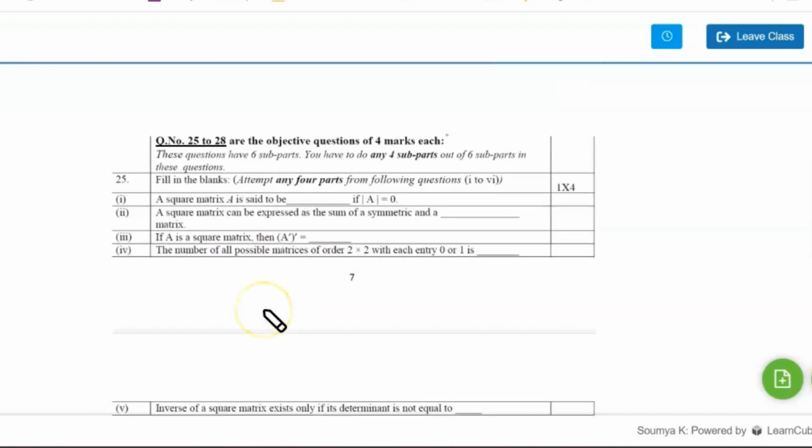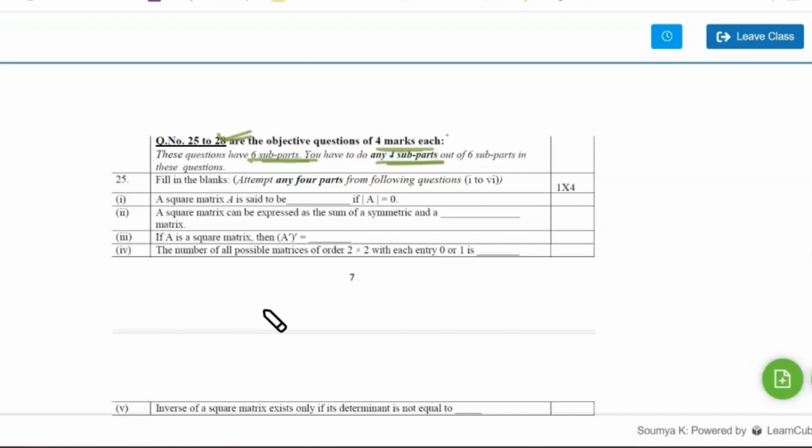25th to 28 you have to take care, that is all are objective questions of 4 marks. The pattern changes here and they have 6 subparts and you have to do only 4 of them. So the instruction is already there in front of you. Just go through that and you will understand what you have to answer for each type of question. These all questions belong to the part A portion.